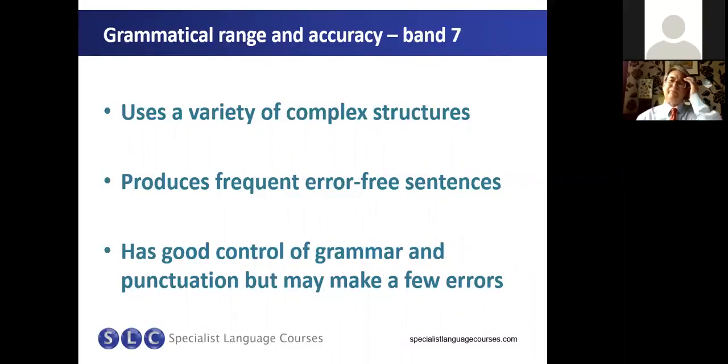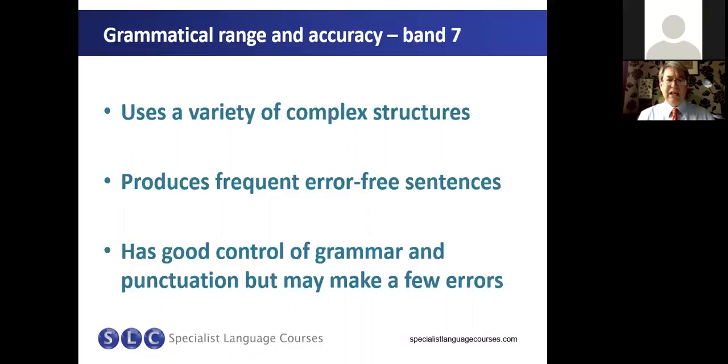So you need a variety of complex structures. It's no good speaking always in the past tense. You need to be able to switch when you're talking about the future. You need to change those verb forms. You need to show that you've got a good understanding of the tense system and of how expressions work.